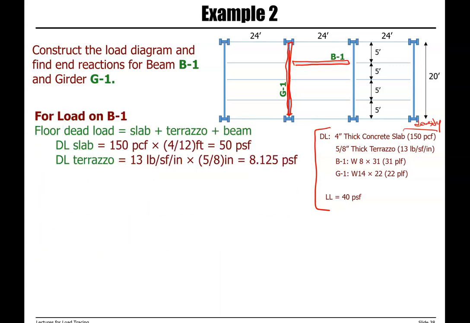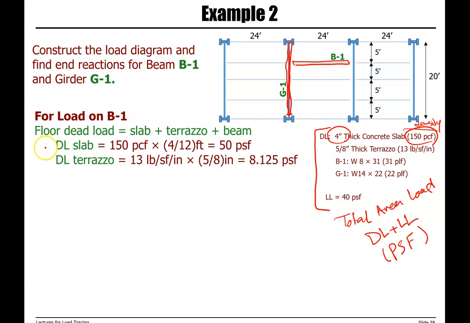So we need to start by calculating the total area load, which is dead load plus live load, and everything should be in the unit of pounds per square foot. For concrete, we have a 4-inch thickness and the density is 150 pounds per cubic foot. So we can multiply thickness by density and then we get pounds per unit area.